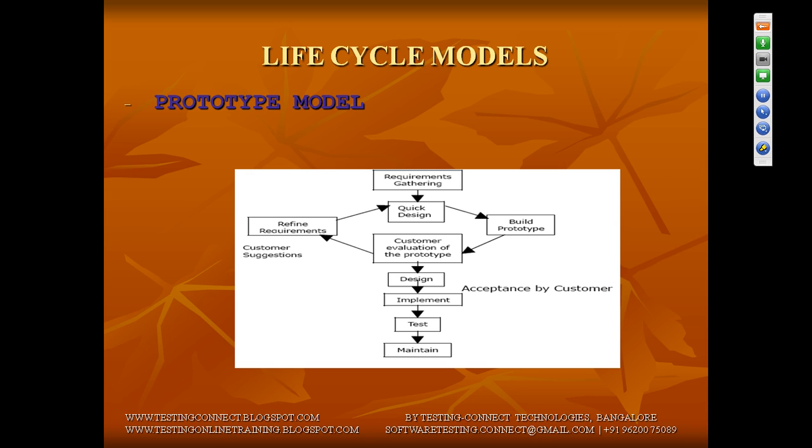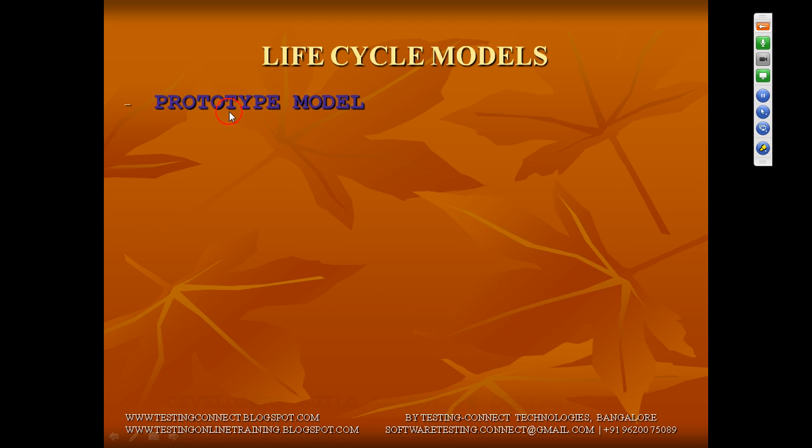So you're gathering requirements, coming up with a quick design, making it a prototype, and sending it to the customer for review and to refine requirements. Whatever review comments he gives, you update them, and then it goes to design. That's why this is considered the prototyping model. Except for this, everything after that is the same. The quick design is considered the prototype.